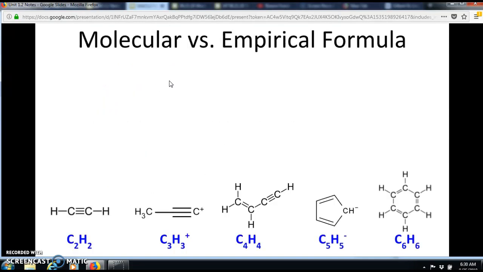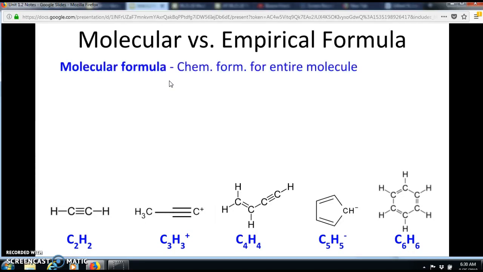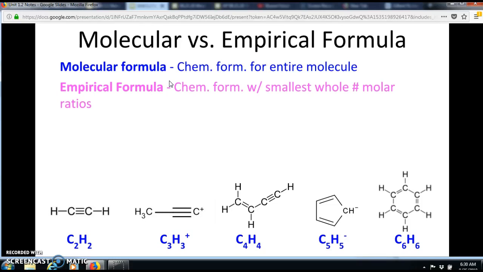Now, we can utilize that understanding of chemical formulas for something called the empirical formula. Empirical formulas, you'll see later, are useful for something called elemental analysis. But for right now, let's just go through the definition of what an empirical formula versus a molecular formula is. Molecular formula is the chemical formula for the entire molecule. So far, you've been looking only at molecular formulas. It tells you the total number of atoms in the molecule. The empirical formula gives you the smallest whole number ratio.